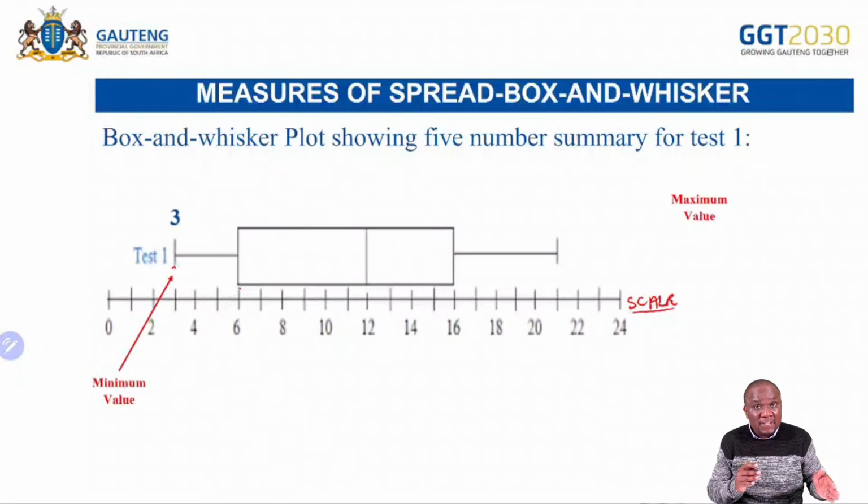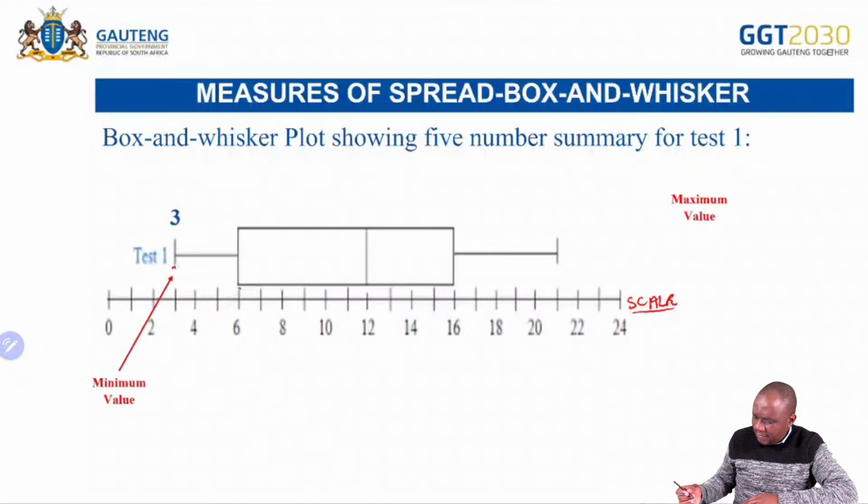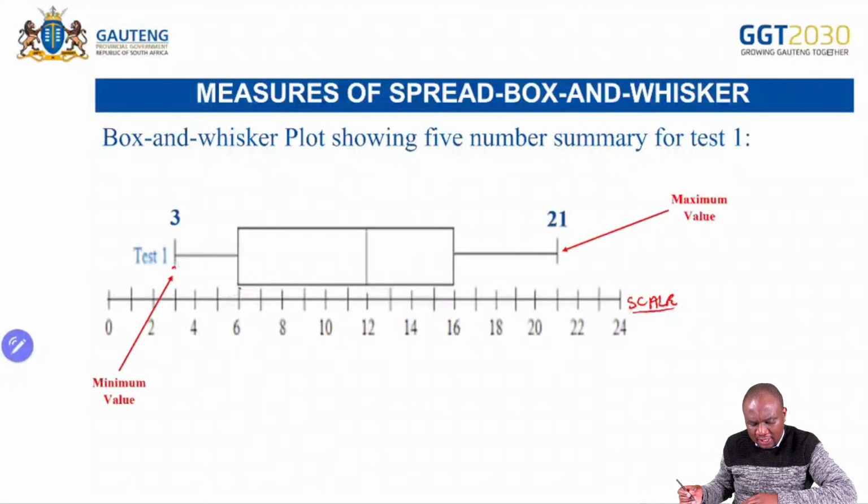I'll say minimum value, maximum value, median. Then we end with the lower quartile and the upper quartile. We already know the minimum value, maximum value, and the median. The maximum value is at the end, so we can read from the scale that it is 21. So the maximum value is 21.